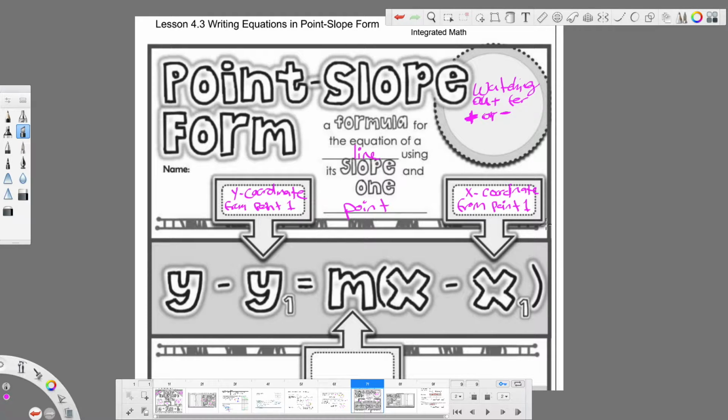And the last piece we have here, just the label, is slope, just like it was before. So whenever we see m in our equations, it's going to be slope when we're talking about a linear equation.